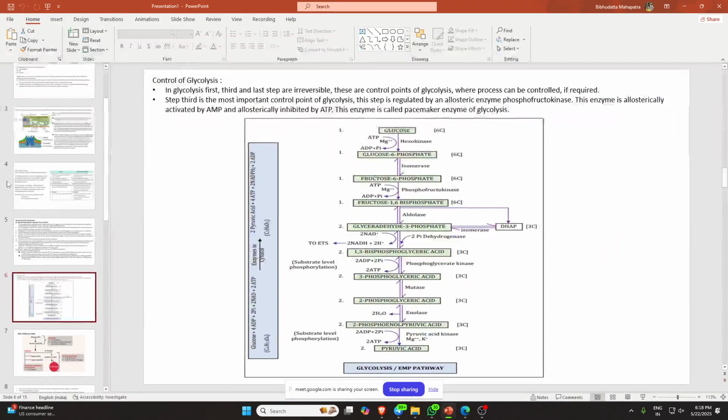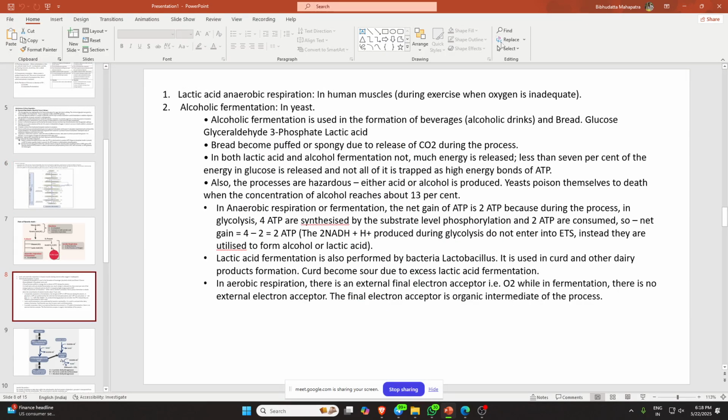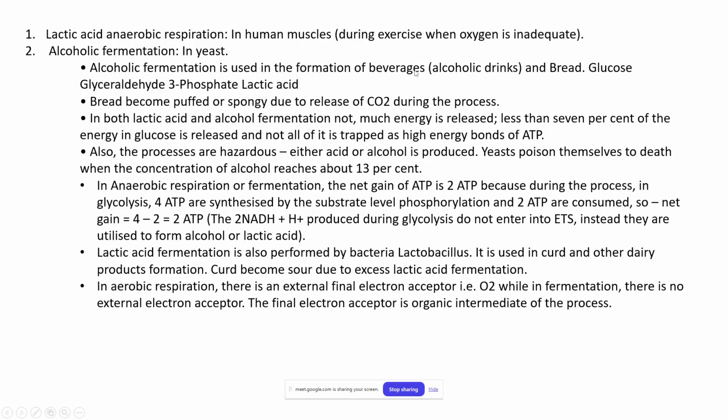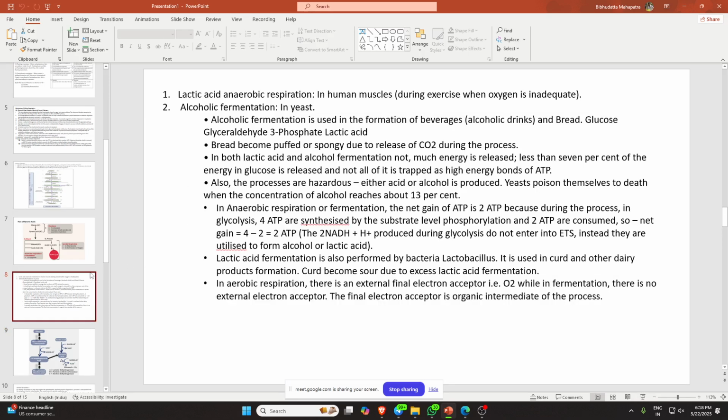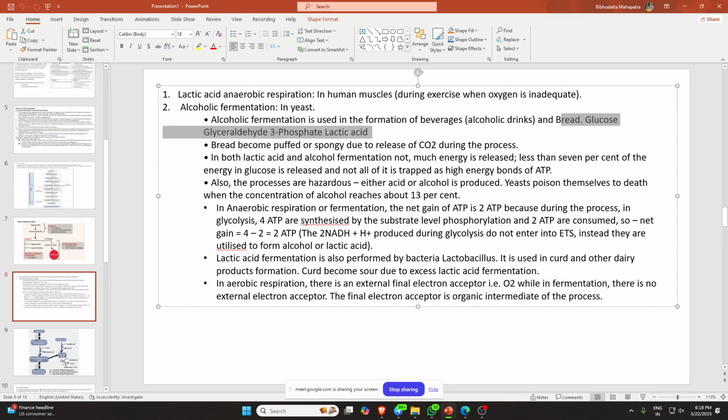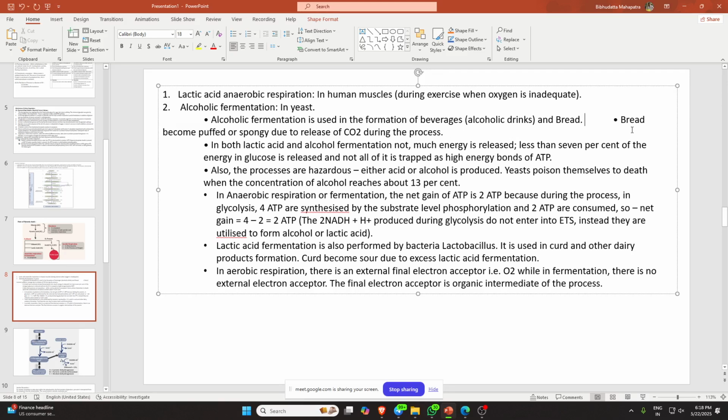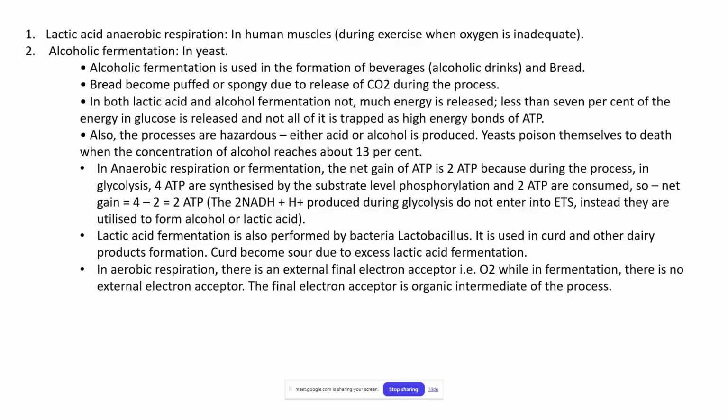Now please go through what he is saying about the fate of this. Here, lactic acid is produced in anaerobic respiration in human muscles during exercise when oxygen is inadequate. Alcoholic fermentation occurs in yeast, and it is used in the formation of beverages, alcoholic drinks, and bread. Glucose, glyceraldehyde 3-phosphate, lactic acid. Okay, this is not correct actually, something is copied. The bread becomes puffed or spongy due to the release of carbon dioxide during the process. Whatever you say about bread getting softness, it is due to the release of carbon dioxide.